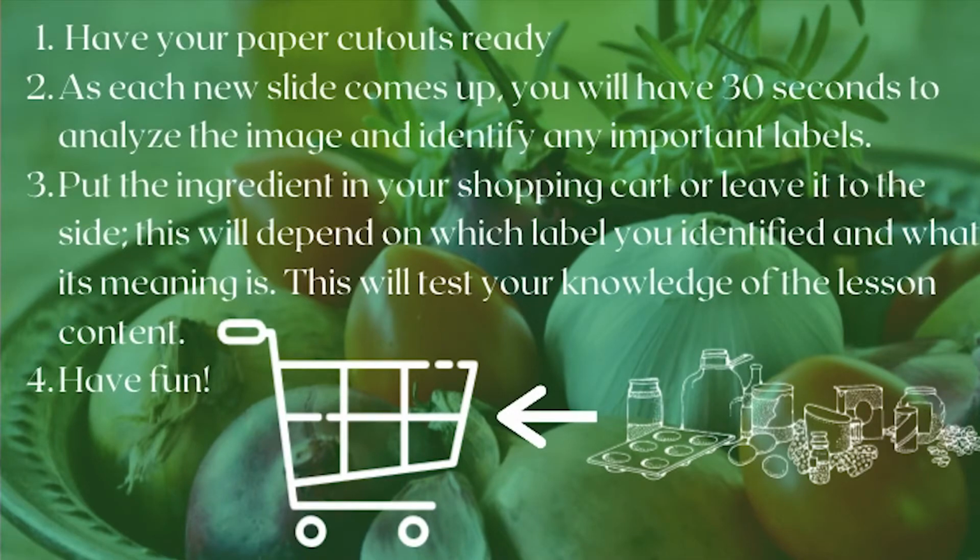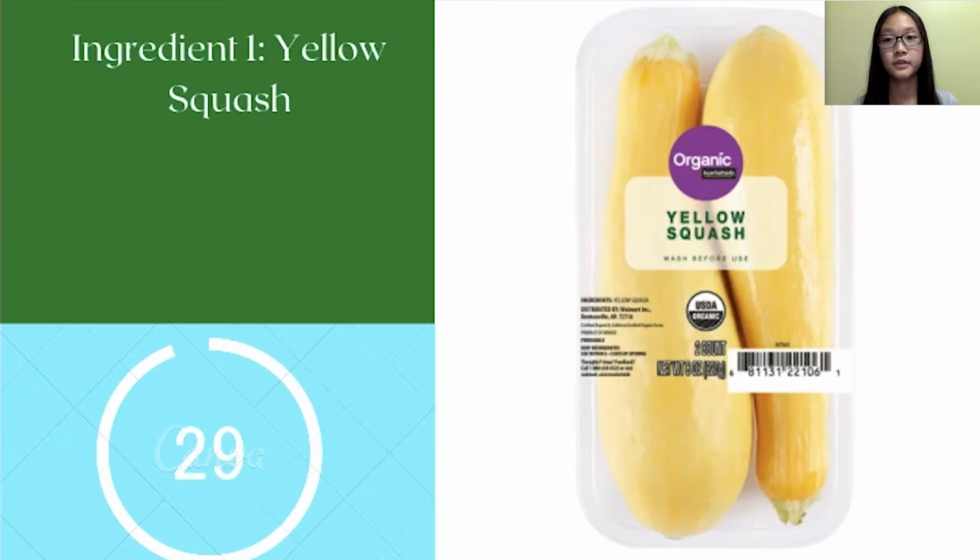3. Put the ingredient into your shopping cart or leave it to the side. This will depend on which label you identified. Hint: look for organic, free-range, and all-natural labels. This will test your knowledge of the lesson content. And 4. Have fun. The first ingredient is yellow squash, and the 30-second timer is now counting down. Be sure to analyze the image for any labels we discussed.